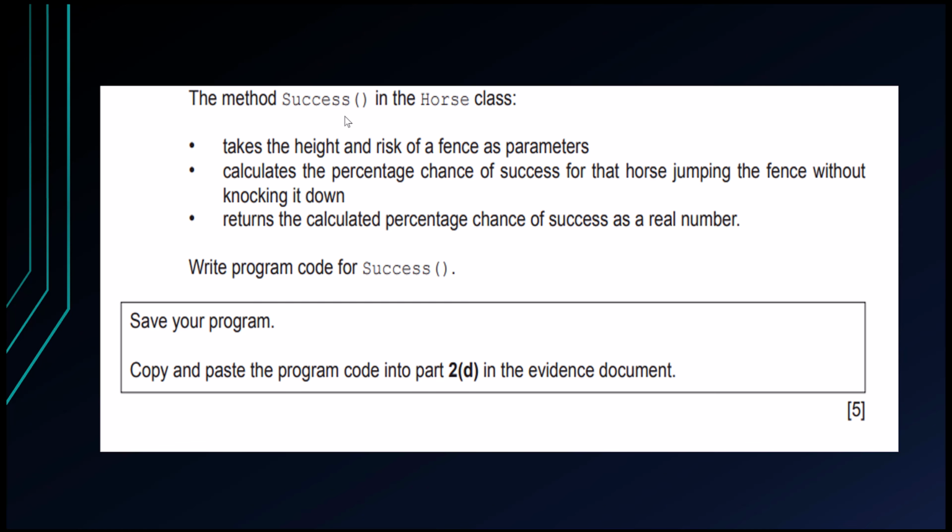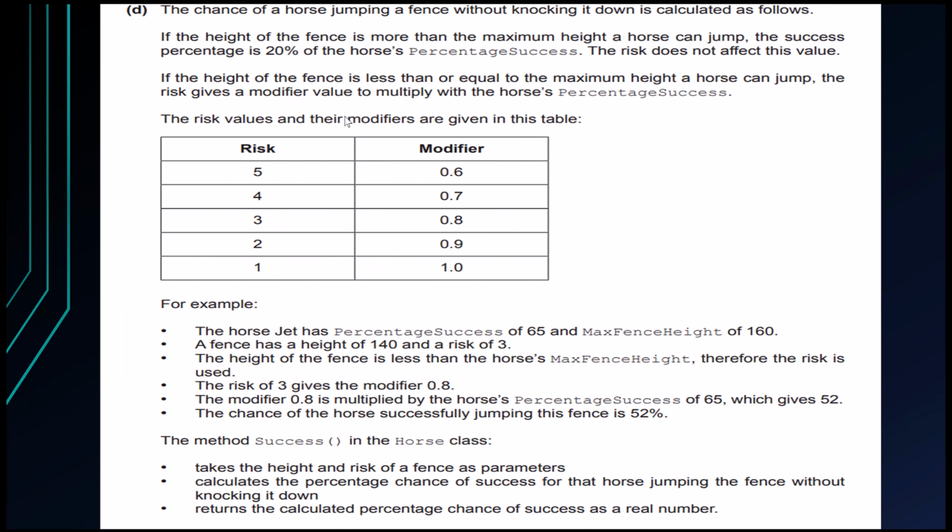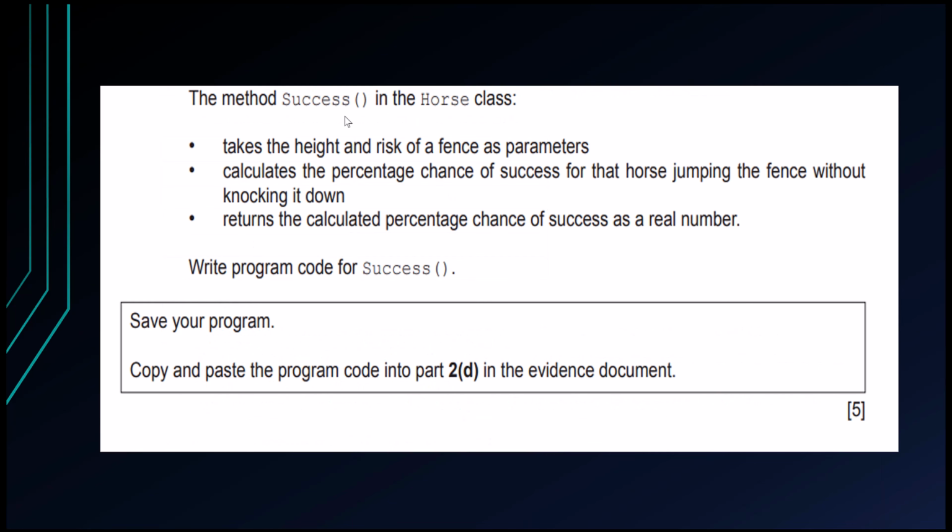Calculates the percentage chance of success for that horse jumping the fence without knocking it down. So we're going to use those values we just looked at. We're going to have some multiplying here based on these values on the previous page, and then returns the calculated percentage chance of success as a real number, which means it's going to be a decimal. Write program code for success. Let's swing over to VB.net and let's code out this success method.